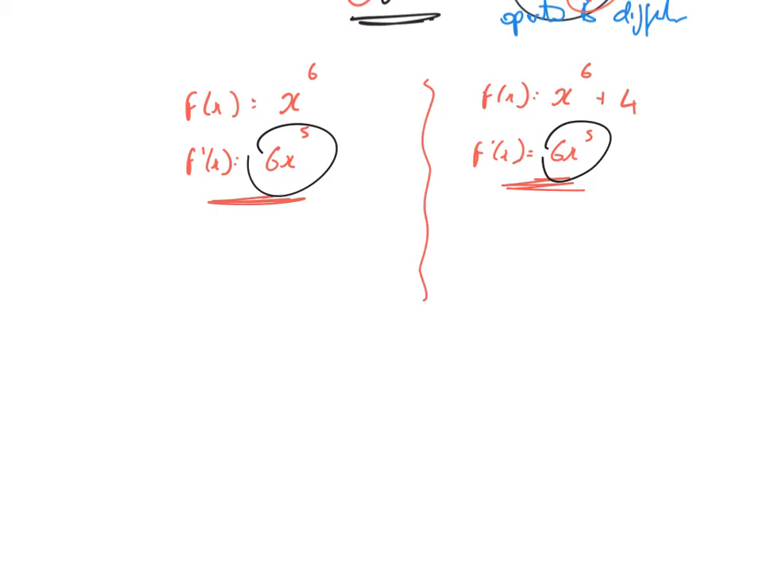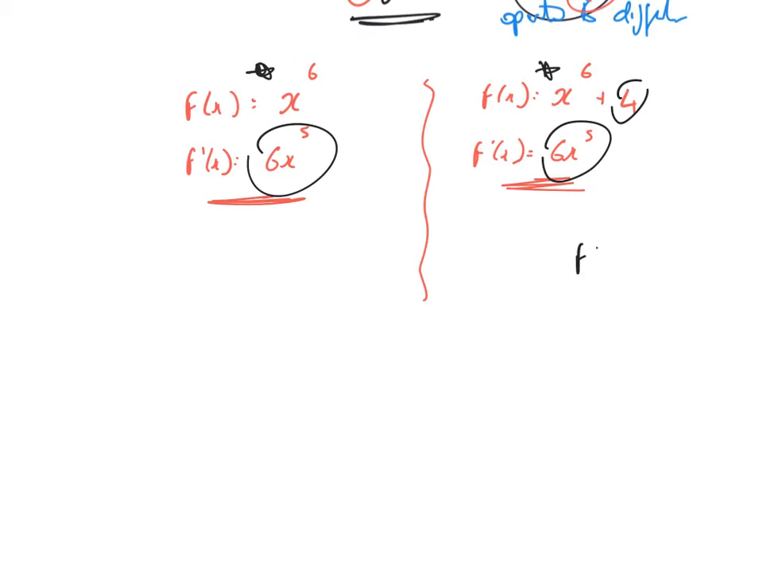However, my starting point was different. My starting point there was x to the 6, and my starting point there was x to the 6 plus 4. Now the difficulty we've got there is if you differentiate a constant value, it disappears. So that means if you then work backwards to integrate, how do you know if there was a constant value there in the first place?